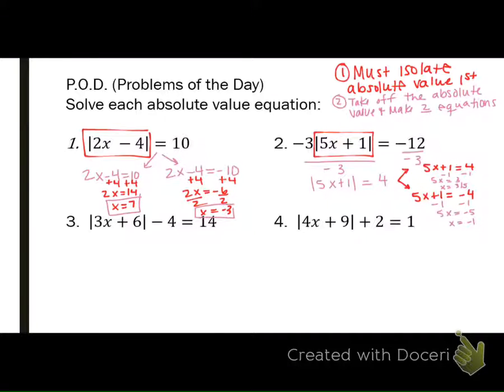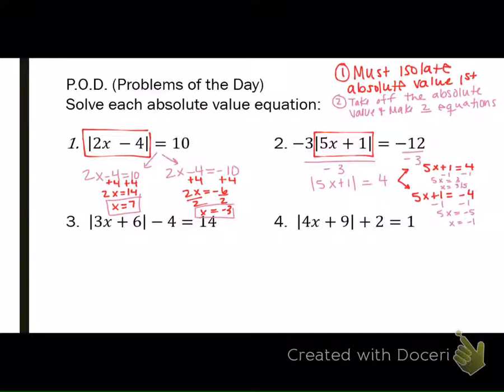So when I go to check this one, do not distribute the negative 3 into absolute value. It is not a parenthesis. You may not distribute into the absolute value, okay? Everybody understand that? So I do what's inside of the absolute value first.